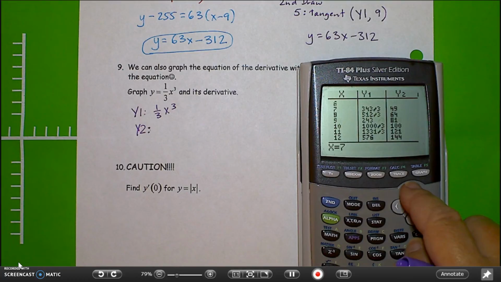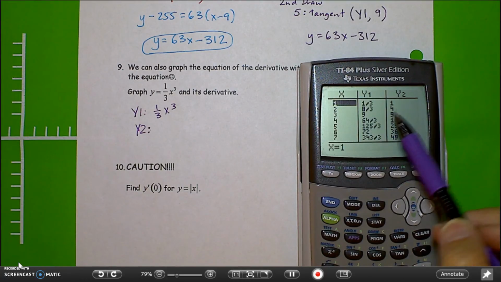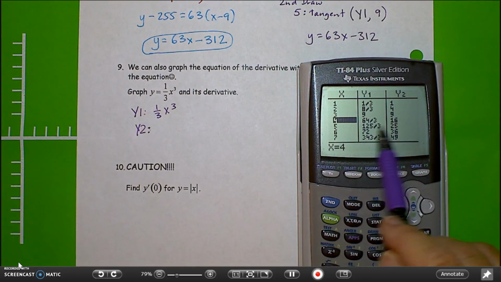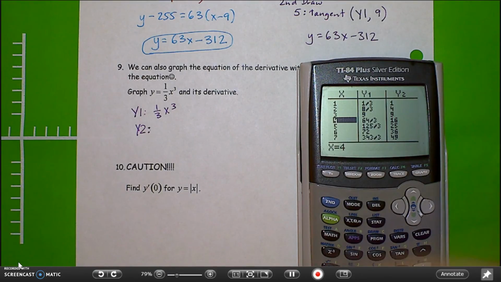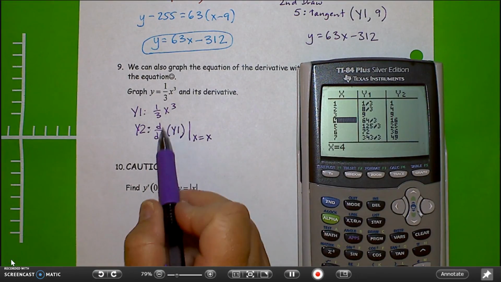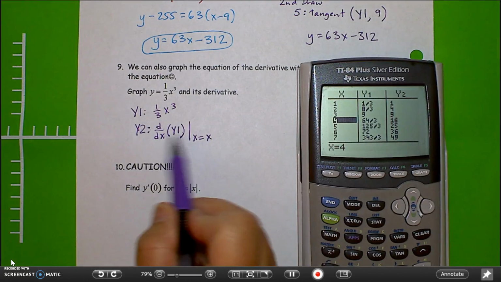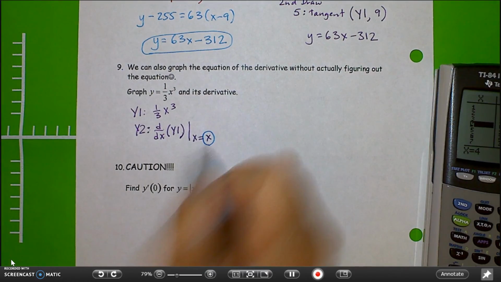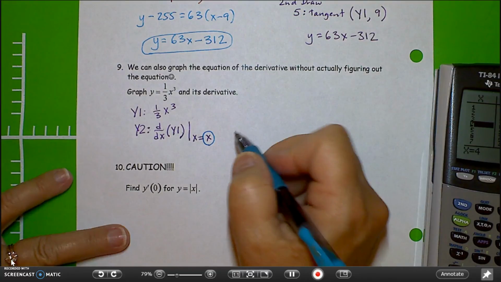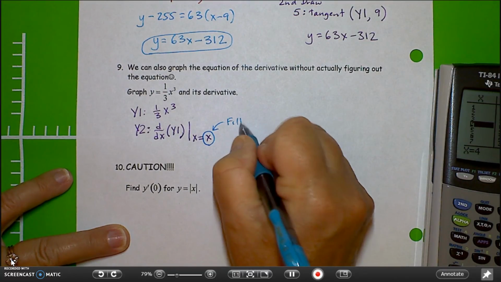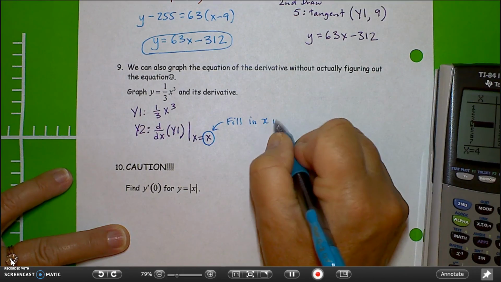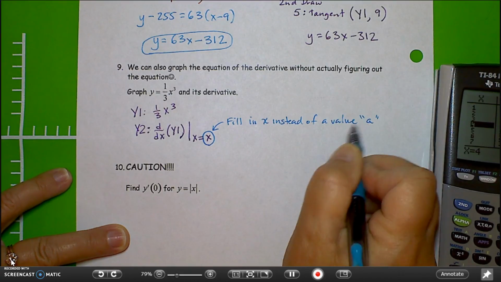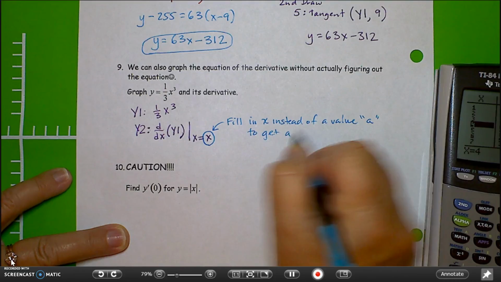So y2 was my derivative, and if I want to know the derivative of the function at x equals 1, it's 1, x equals 4, it's 16, and so forth. So I'm just going to note here, I filled in what y2 was, and I just want to note here that instead of putting in a particular value, we put in the x there. So we'll say fill in x instead of a value like a, to get a graph of the derivative function.